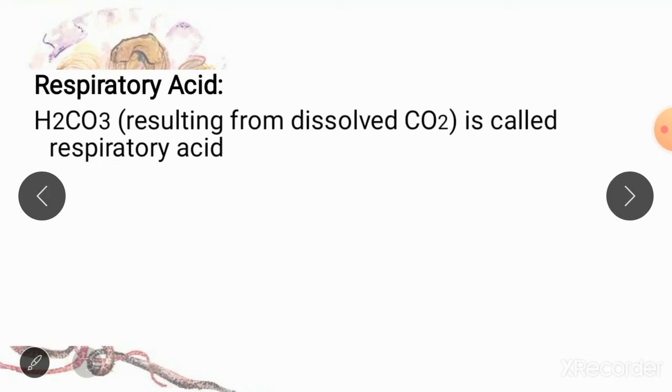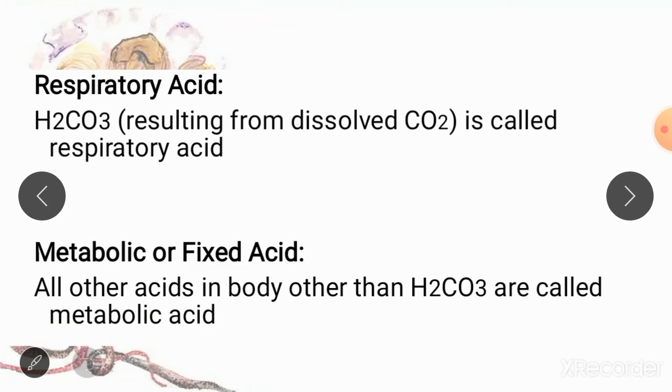So as you already know, when your lungs are not functioning properly, your carbon dioxide cannot be blown off into the environment and it is retained in your body, and this carbon dioxide joins with water to form carbonic acid. So your carbonic acid is known as a respiratory acid or a volatile acid. Other than carbonic acid, all other acids are known as metabolic acids or fixed acids. So you have to remember what is respiratory or volatile acid and what is meant by metabolic or fixed acids.